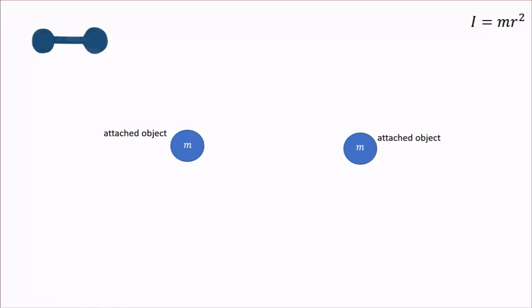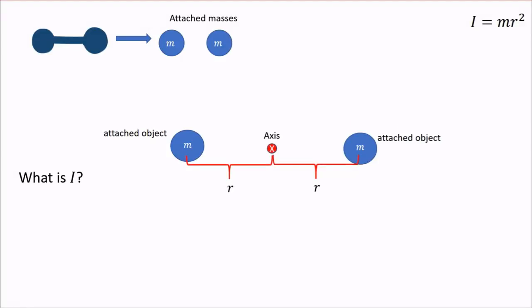For instance, imagine a dumbbell, where the weights are so heavy that we can ignore the bar that connects the two of them. Then we can just treat it like there are two masses that are rigidly attached to each other. Now let's say we rotate this dumbbell around this axis here. What will be its moment of inertia?